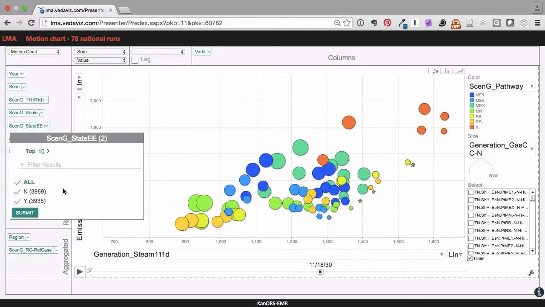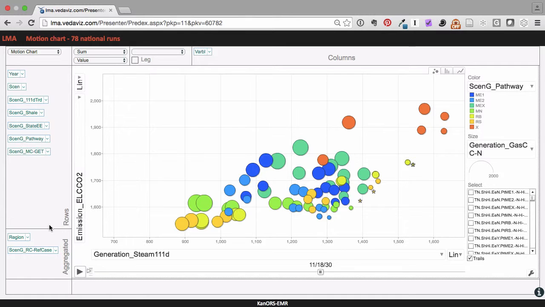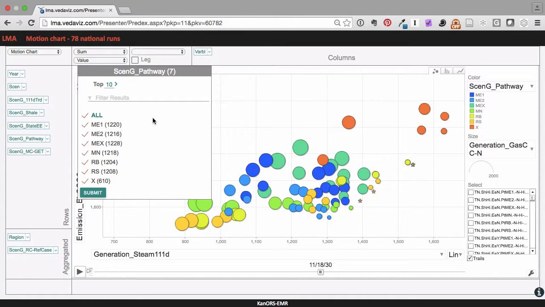We have 2 options for energy efficiency, and these are applied exogenously. So EE no is no additional energy efficiency beyond what's included in AEO. And energy efficiency yes is that we applied the same exogenous state energy efficiency budgets that EPA did in the regulatory impact assessment. We assessed 6 Clean Power Plan pathways.